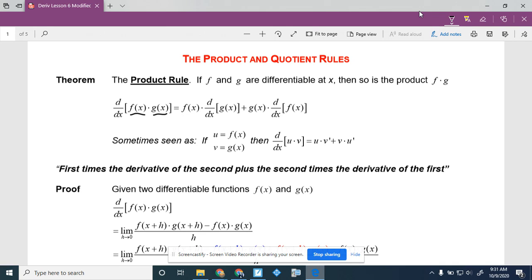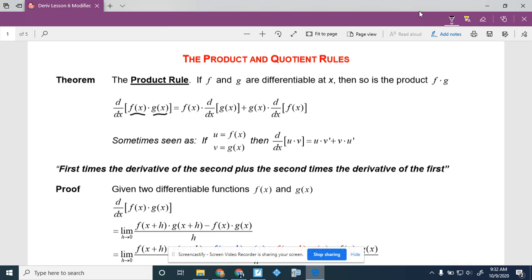It's going to be f of x times the derivative of g of x, plus g of x times the derivative of f of x. Now remember, we talked about this: the derivative of a product is not the product of the derivatives. We don't see this equaling the derivative of f times the derivative of g. It's actually equal to this sum.